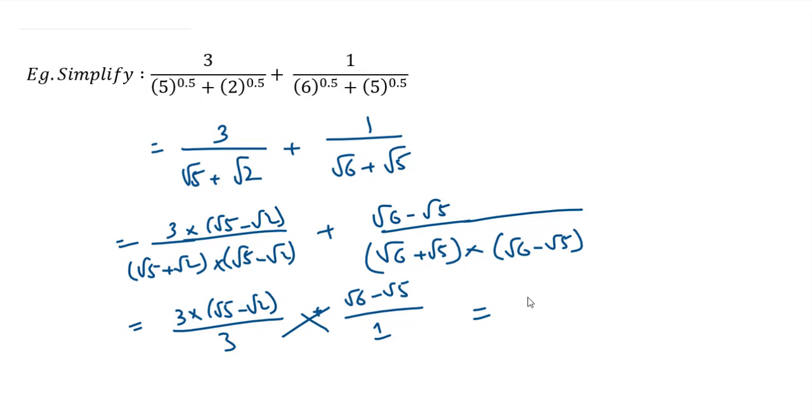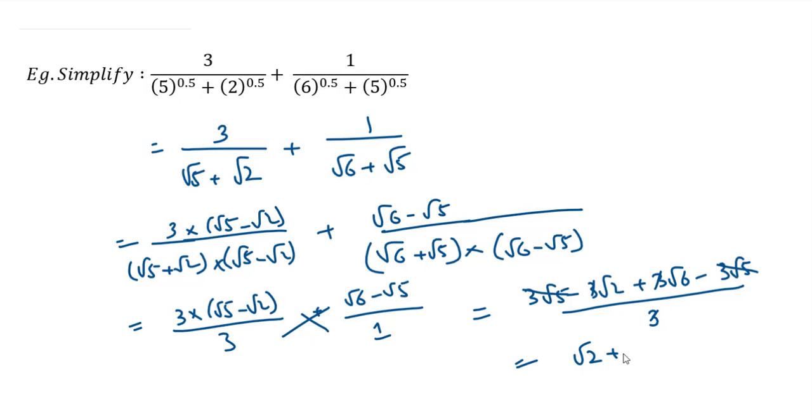So we will get 3 times square root 5 minus 3 times square root 2 plus 3 times square root 6 minus 3 times square root 5, and this whole thing will be divided by 3. Now this plus 3 root 5 minus 3 root 5 will cancel out. So we will be left with 3 root 2 plus 3 root 6 the whole divided by 3. So again this 3 will also cancel out. We will be left with square root 2 plus square root 6. So in this way you can simplify the surds by multiplying it with their conjugates. Now we cannot simplify it any further.